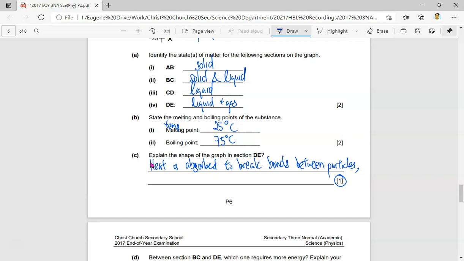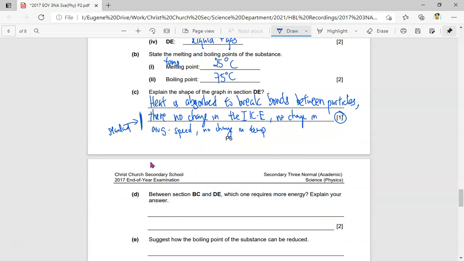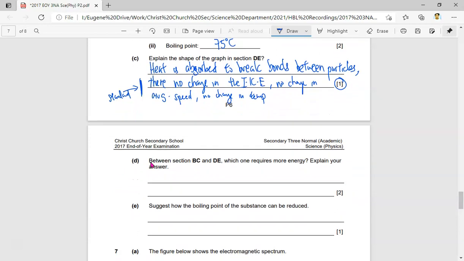Okay, if you want to add on a little bit more, what I can say is that there is no change in the kinetic energy of the particles. So there's no change in average speed of the particles. As such, there's no change in temperature. Okay, so this part here is like a standard statement that you can write down each time when you see the graph is flat and it's changing state. Okay, to be exact, there's no change in the internal kinetic energy. Okay, so that's for part C.